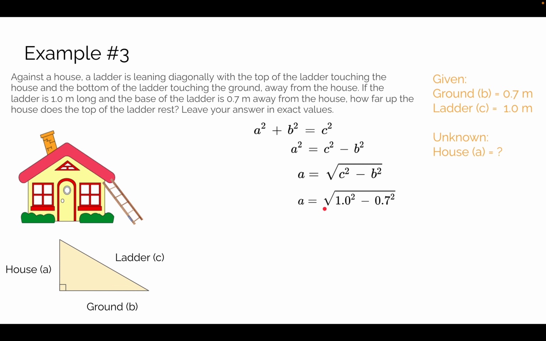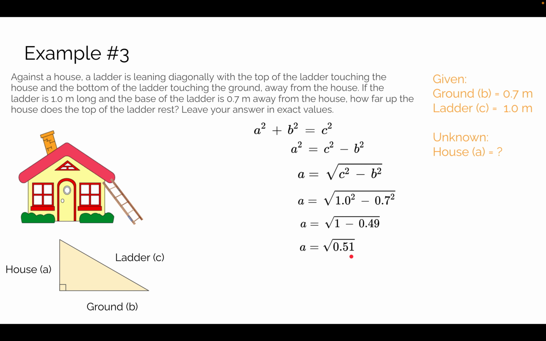So A is equal to the square root of 1 squared minus 0.7 squared. And because these are decimal values, it's okay if you require a calculator to evaluate it, even if you're in older grades, because it's hard to memorize squares of decimals. So let's evaluate that. 1 squared is obviously going to be 1, and then 0.7 squared is 0.49. So A is equal to the square root of 1 minus 0.49, and that's equal to the square root of 0.51.